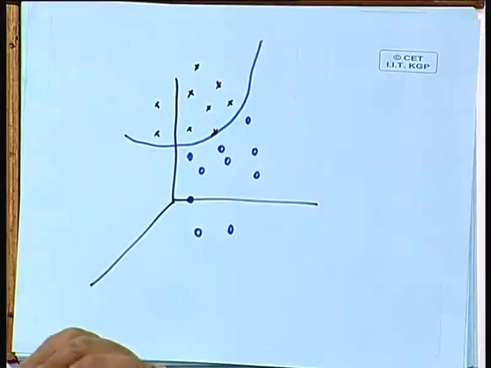So, if I am given a training set that is non-linearly separable, then my problem will be to determine a surface, a hypersurface, not a hyperplane anymore, that can make the classification between the two competing classes.